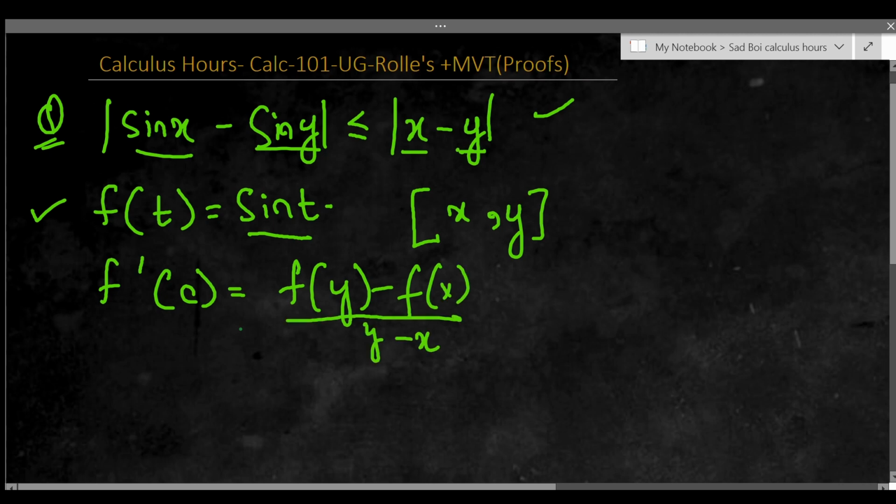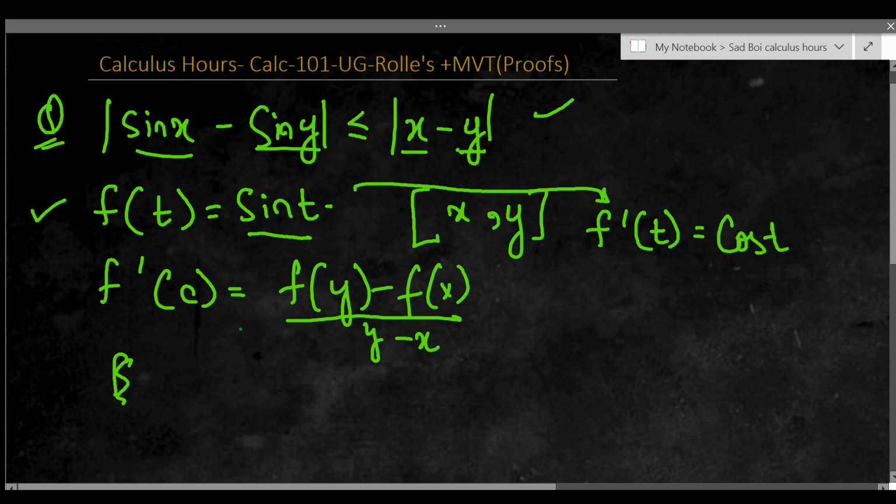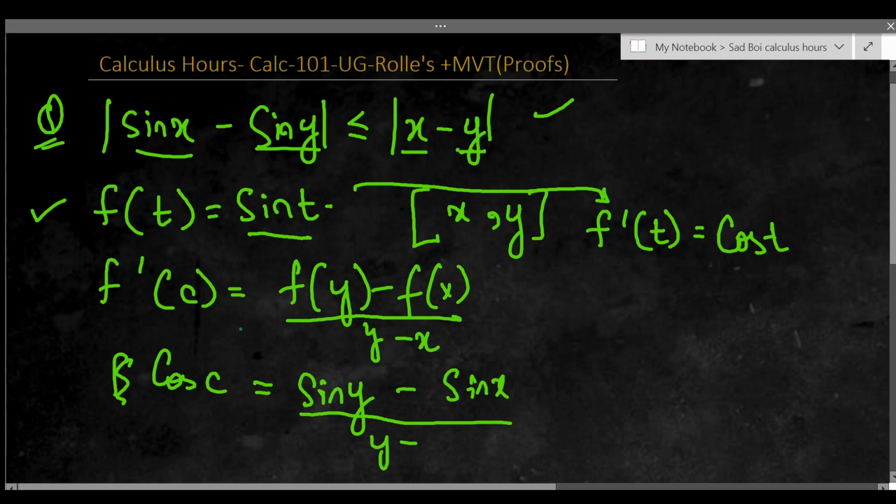So f dash of c, which means, okay, what's going to be f dash of t? It's going to be the derivative of sine t with respect to t, which is cos t. So what's the derivative of the function f of t at point c? It's going to be f dash of c, which is cos c. Now f of y is sine y, and f of x is sine x, over y minus x.